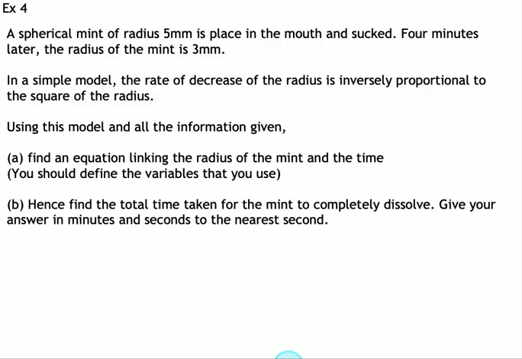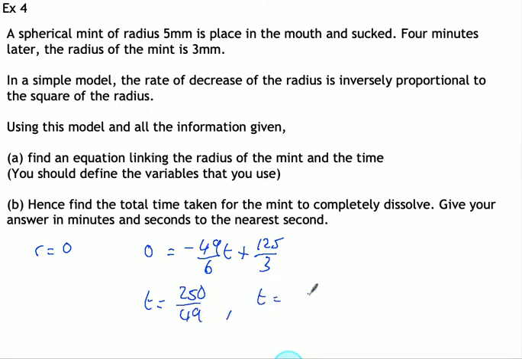Lovely. So part B, hence find the total time taken for the mint to completely dissolve. Give your answer in minutes and seconds to the nearest second. So we want the radius to be 0, don't we? So 0 is equal to, and then when you solve that, t is equal to 250 over 49, which is 5.1 minutes, which is 5 minutes and 6 seconds. Done.